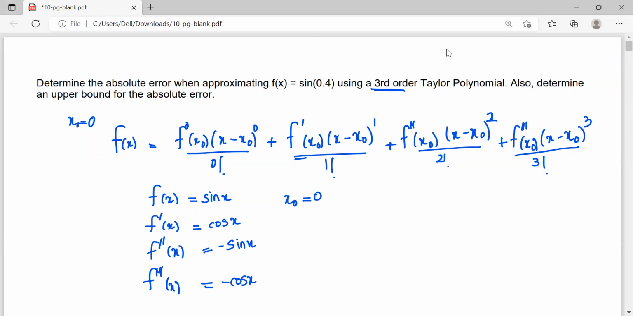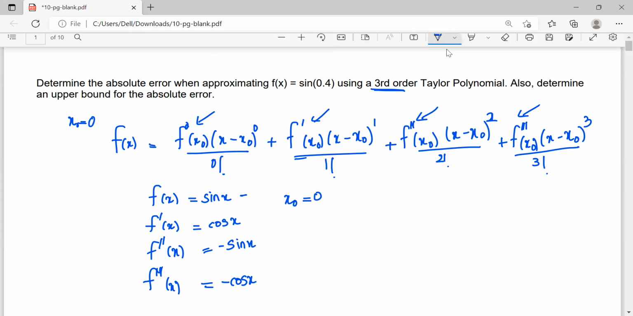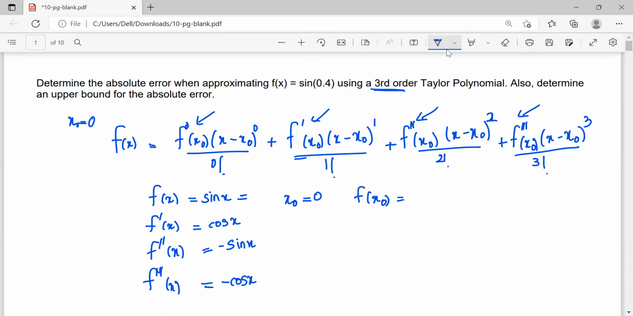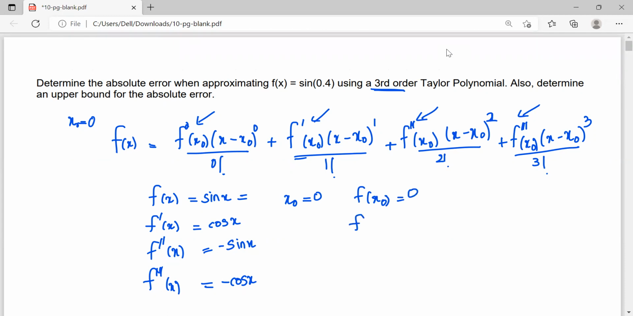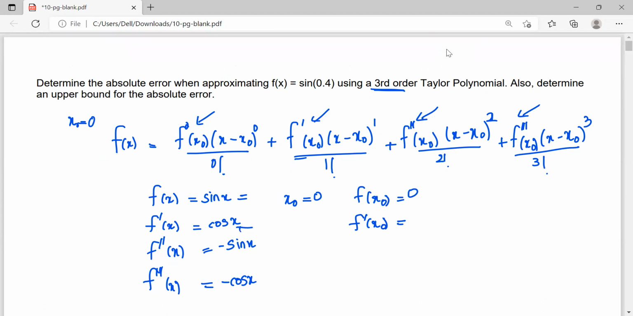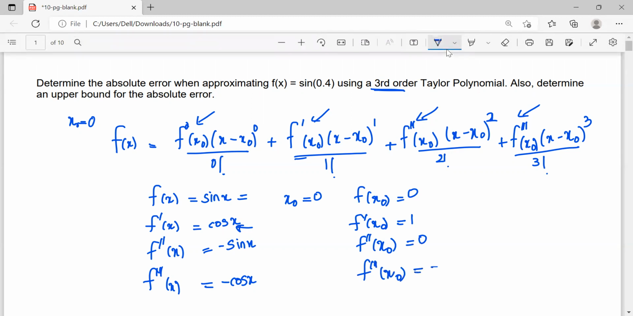Now let's substitute the value because we need to put the value of x naught into the function. If you substitute this 0, it's going to be sine 0, which is 0. Likewise, f dash x naught: if you substitute 0 over here, you are going to get cos 0, which is equal to 1. Likewise, if you do the next, you are going to get 0, and the last is equal to minus 1.